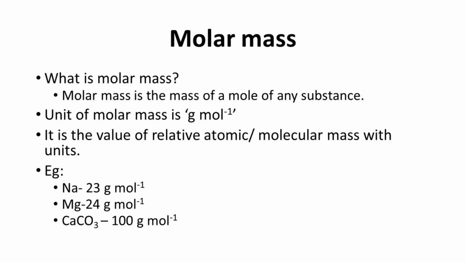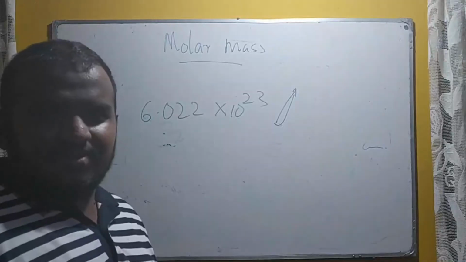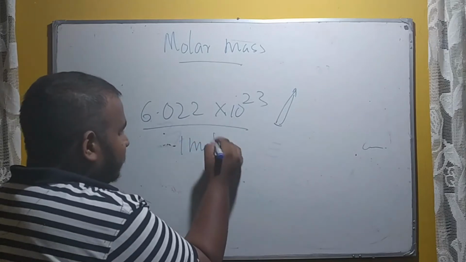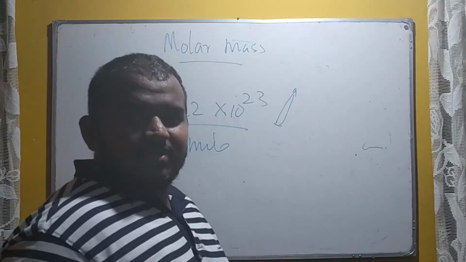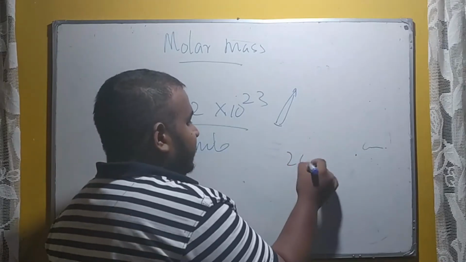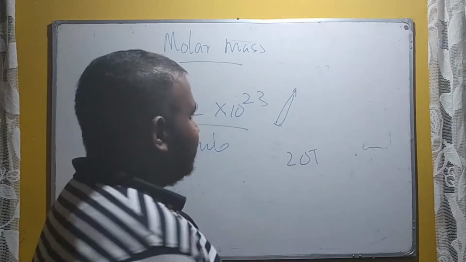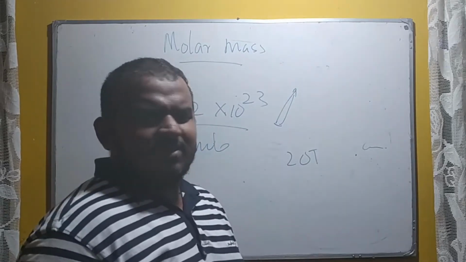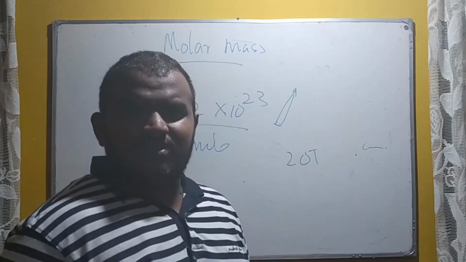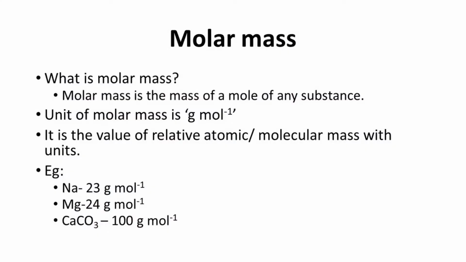For example, if I collect 6.022 into 10 to the power of 23 pencils, same size pencils, so this is 1 mole and I am weighing it. The mass was, let's say, about 20 ton. So what is the molar mass of pencil? 20 ton per mole. Molar mass means mass of a mole of a substance. That substance can be anything. But here in chemistry what we study is the substance as atoms or molecules.